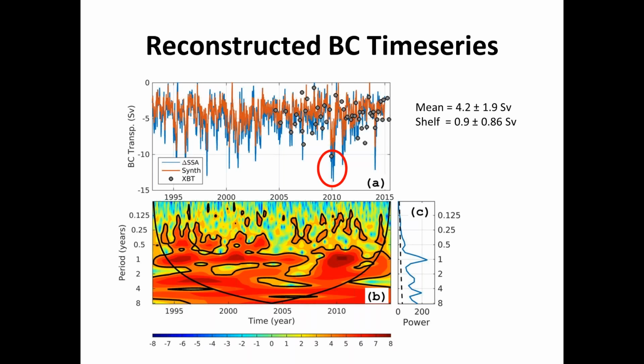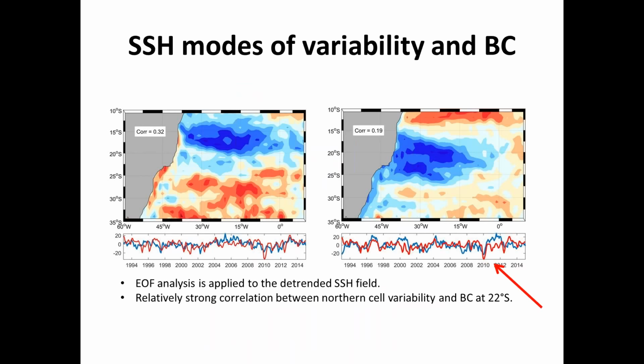In 2010, we see a large increase in the transport up to 14 Sverdrups, which I'm going to talk more about later. We also see here the eddy contribution to the transport and the seasonal cycle, and we see some variability between 2 and 4 years. And how is this interannual variability associated with the large-scale or gyre properties in the South Atlantic?